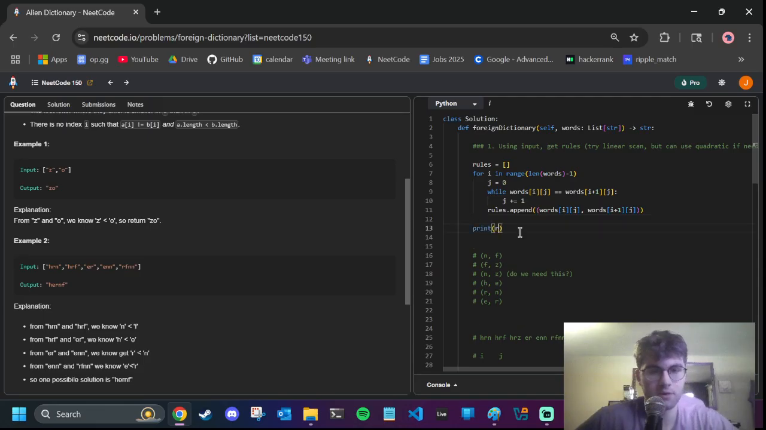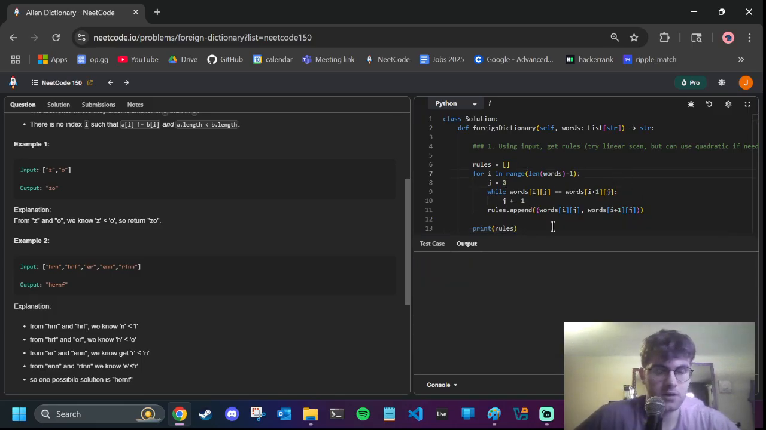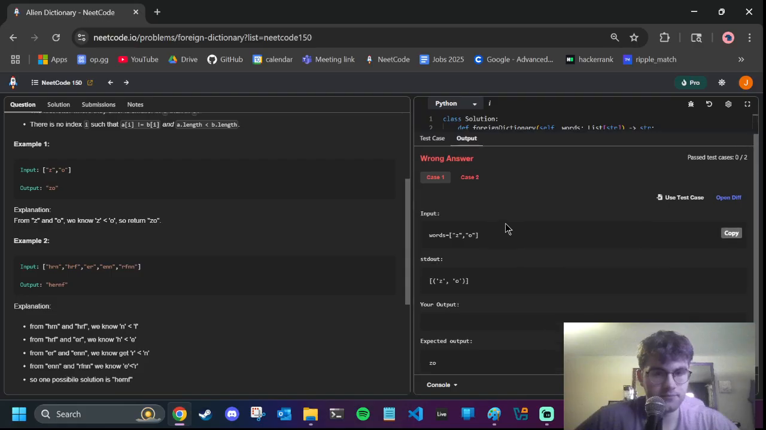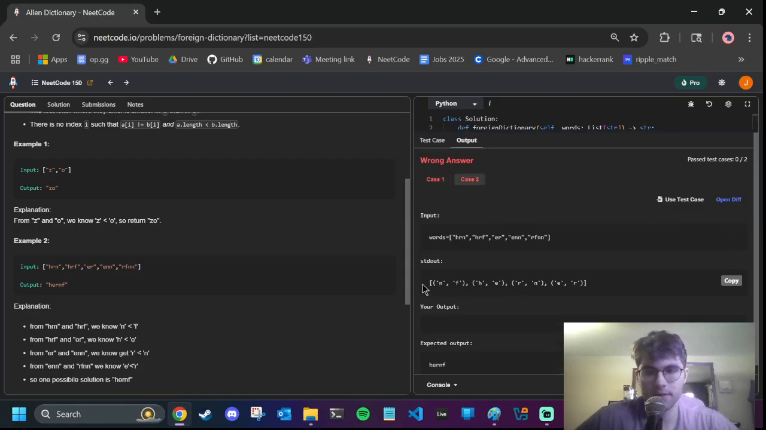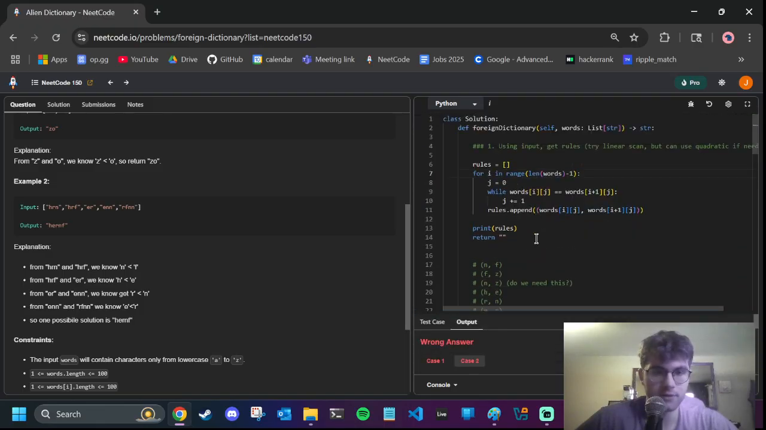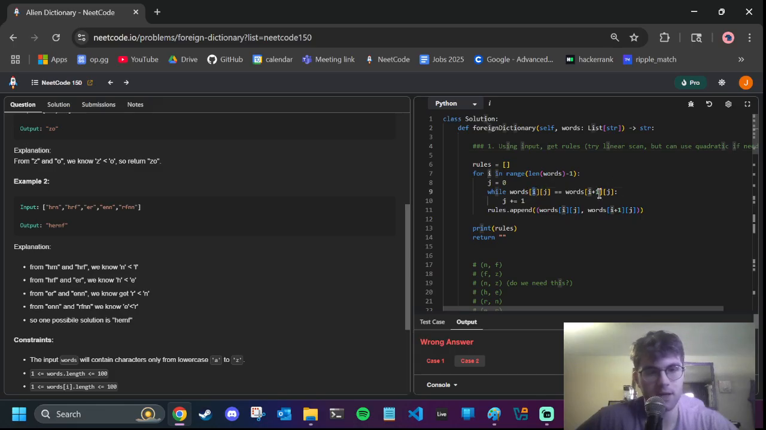All right, and let me print rules. I think that's everything that we would want. Okay, so here we have n is less than f, h is less than e, r is less than n, e is less than r. Okay, perfect. So we've gotten the rules. Hopefully this is enough. We could also do the quadratic search where instead of just comparing i to i plus 1, we could have these be 2 different pointers.